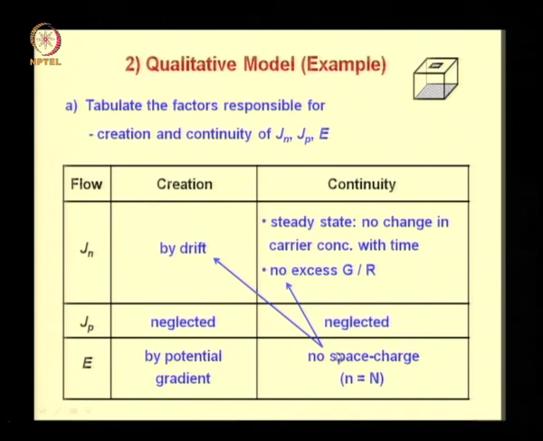Another consequence of no space charge assumption is that the electron concentration is equal to the equilibrium value, and therefore there is no excess generation or recombination of carriers, and this information enters into the continuity cell of the electron current density. It would have entered into the continuity cell of the hole current density as well, but we have neglected the hole current.